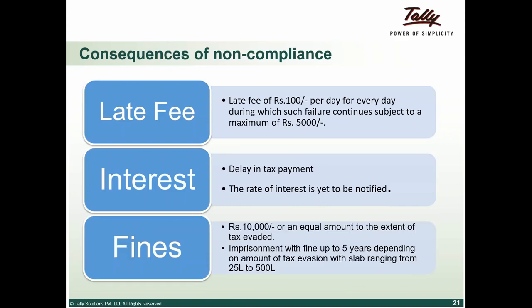Fines, 10,000 rupees or an amount equivalent to the tax amount evaded, and there is also prosecution. If the tax evasion ranges from 25 lakhs to 500 lakhs, then there is going to be a penalty, and also imprisonment ranging from 1 year, 3 years to 5 years for the non-compliance part of it. Okay.